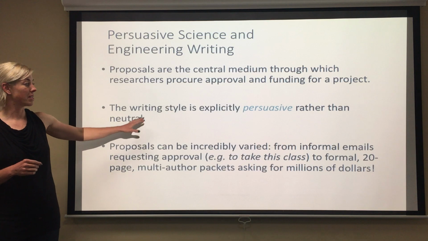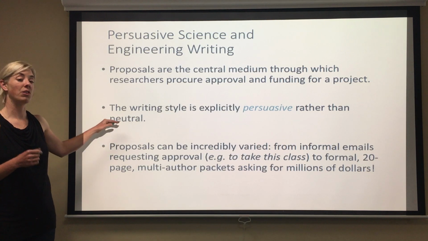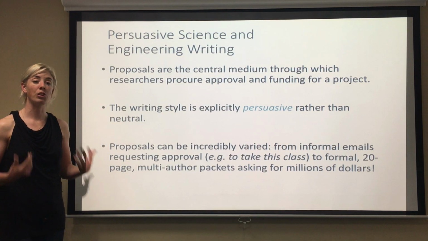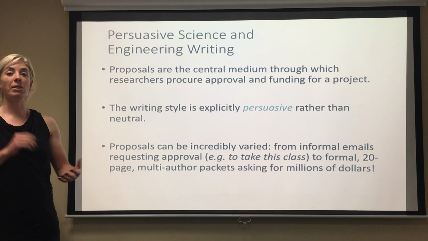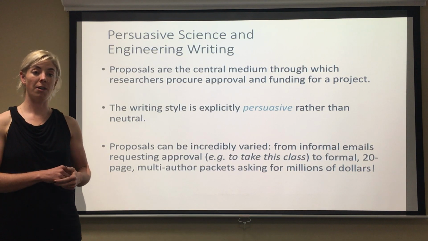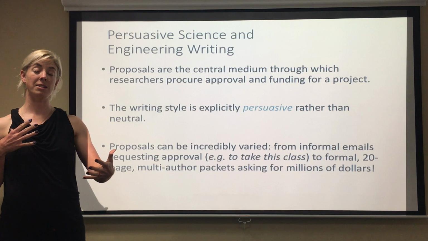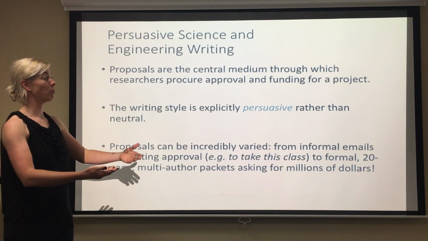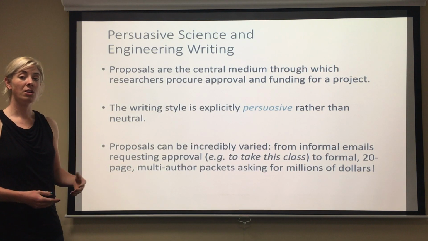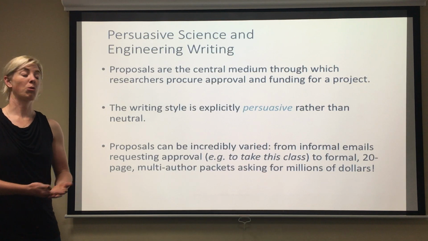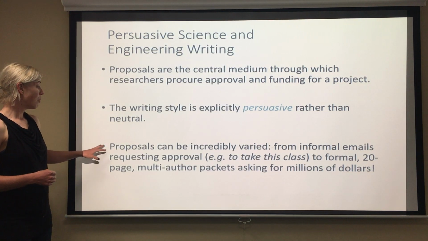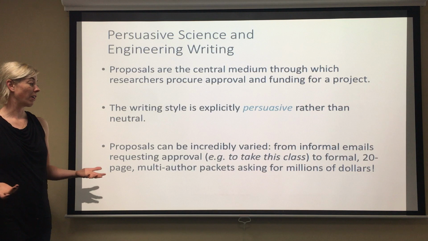Our writing style is explicitly persuasive rather than neutral. So when we're writing a journal article, we tend to be a little bit more neutral, removed, trying to remove our personal biases. But here we're overtly putting them onto the page to convince the reader to see things from our perspective.